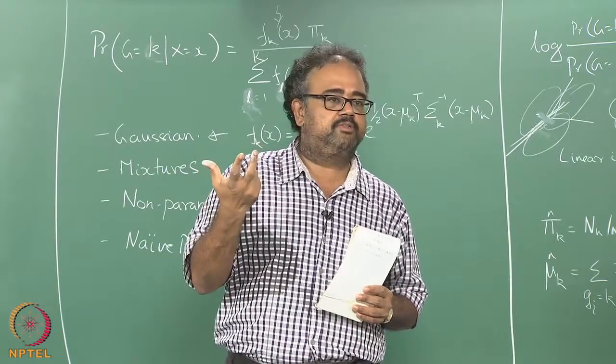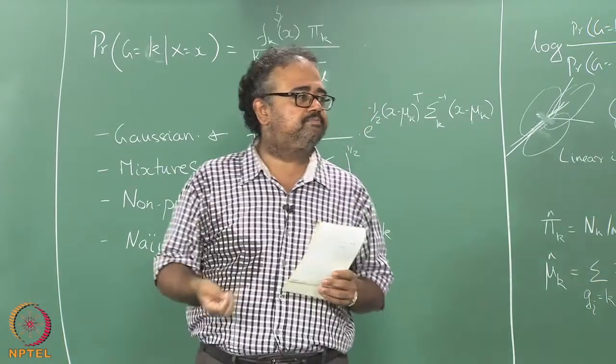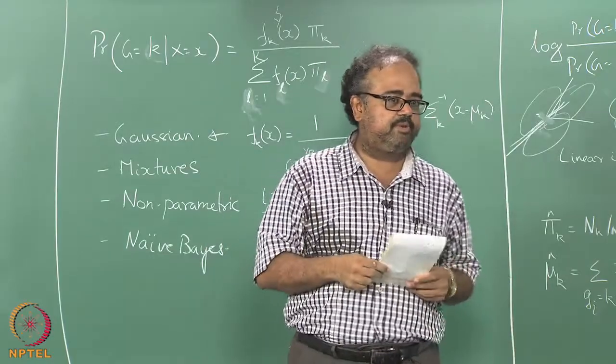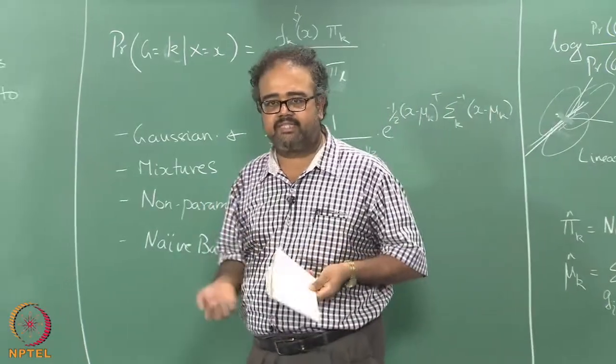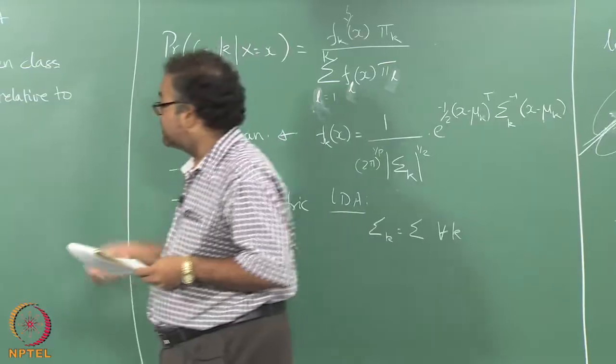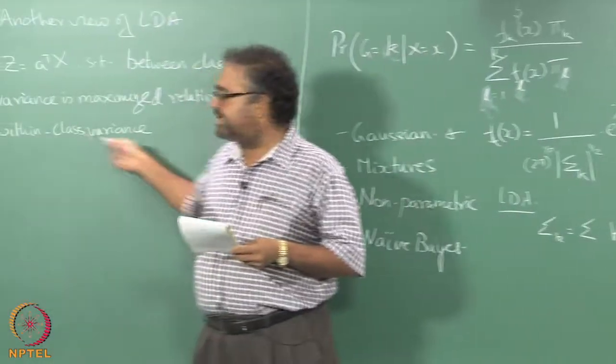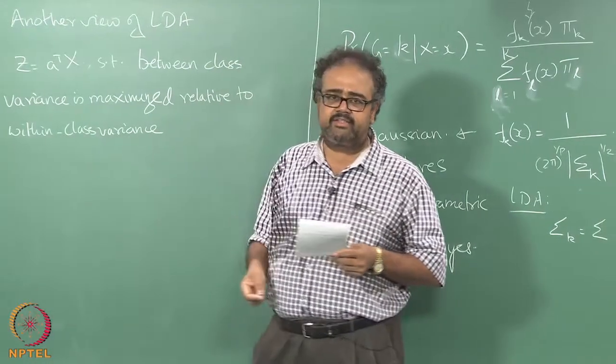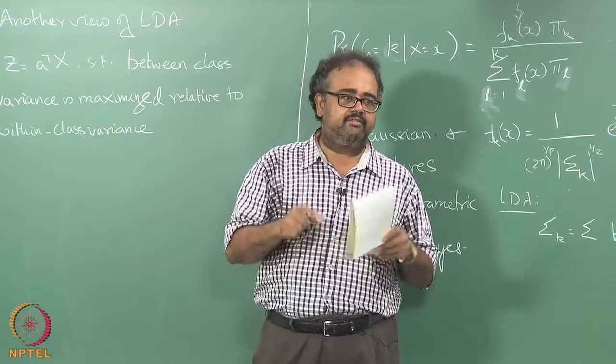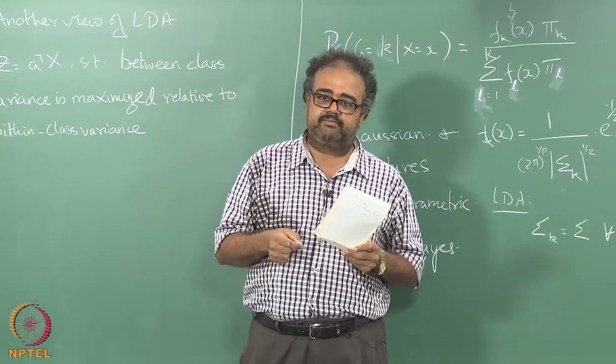Maximizing the distance between the projected means, right. If it is 2 classes, it will be maximizing the distance between them. If it is k classes, it will be maximizing the variance among the k centers, relative to the within class variance. And what would be the within class variance? For each class, the variance with respect to the class mean.